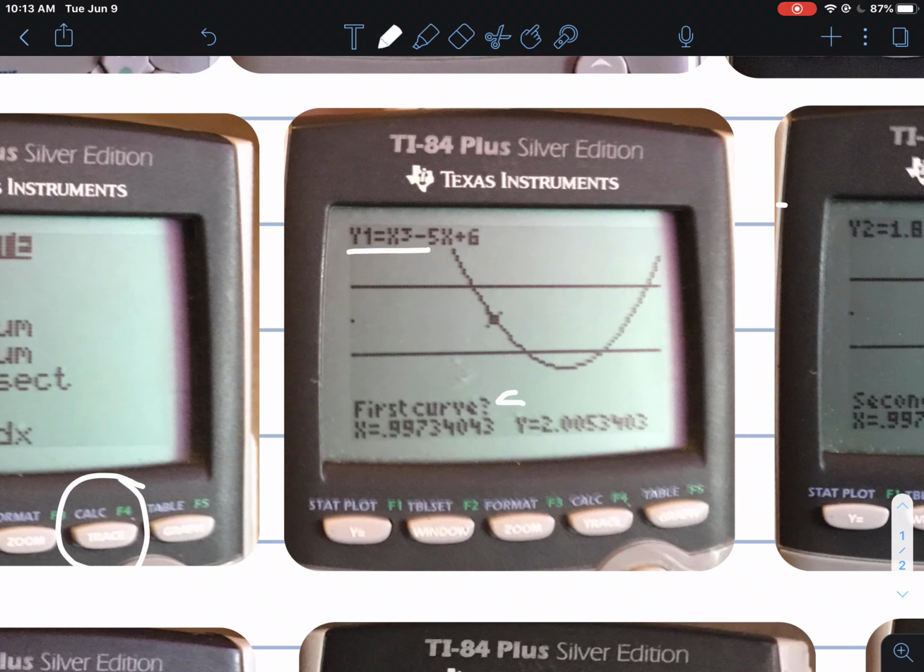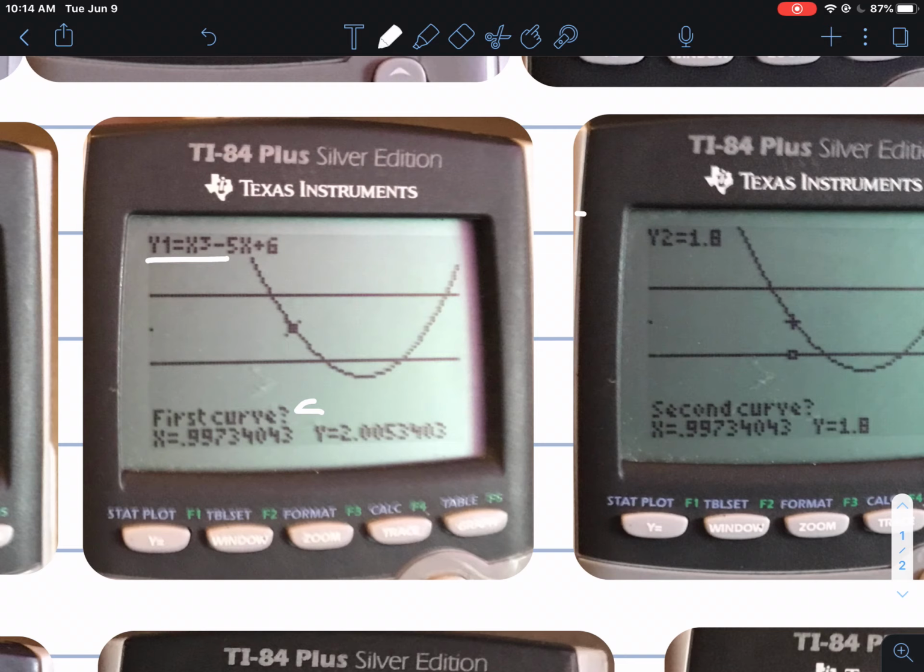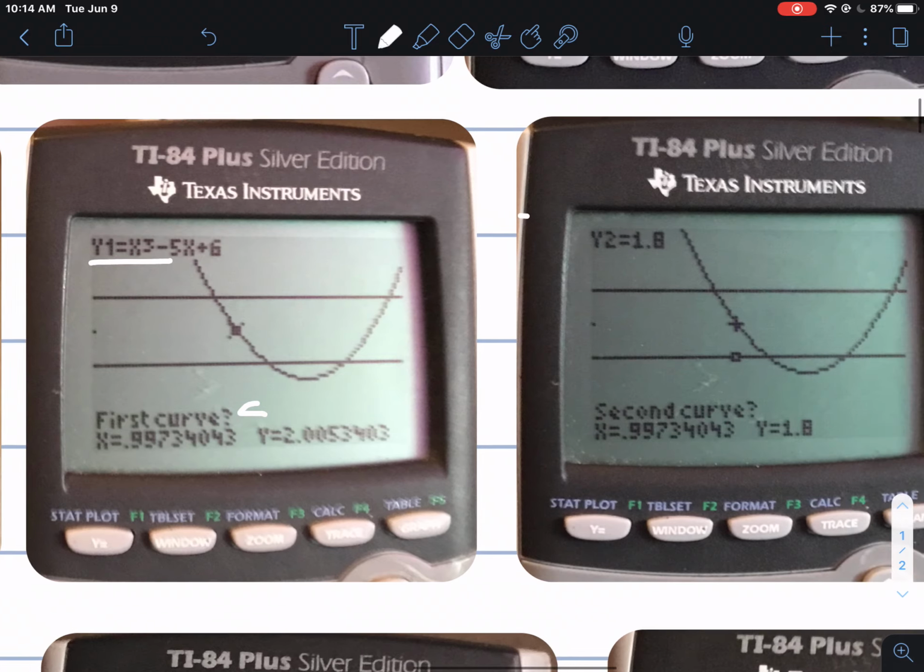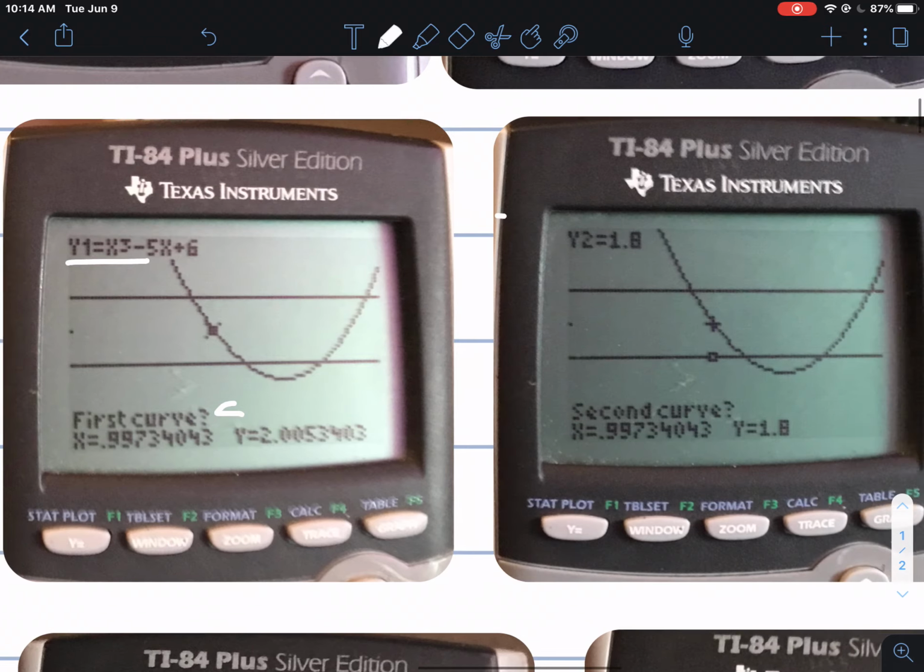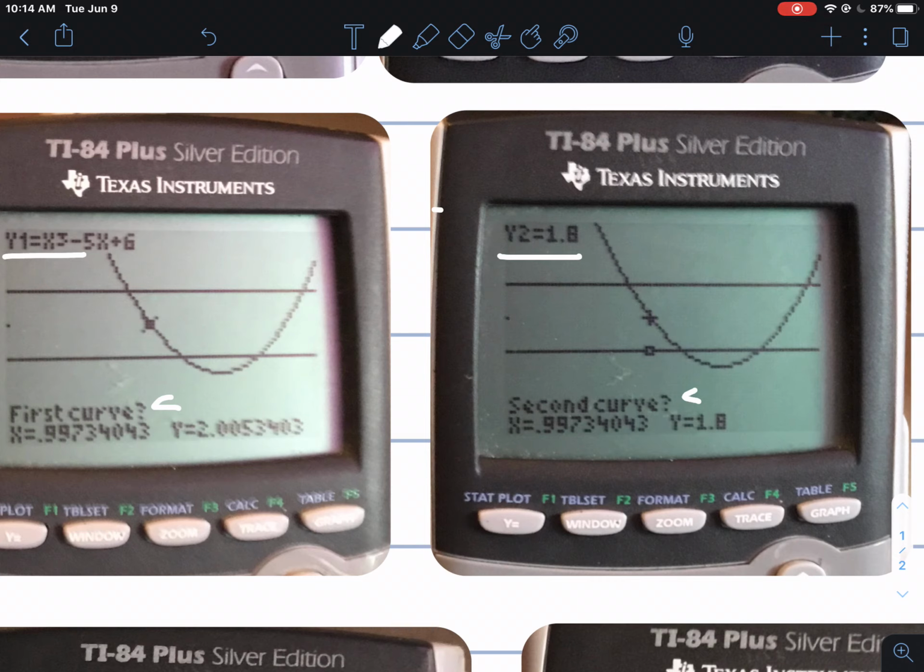Hit enter, because you're telling the calculator what you want to find the intersection of, right? Between what curves or what graphs. So it's always going to come up and say first curve, which is y1. Just hit enter. Now it says second curve, which by default will be y2. And if those are the two that you want to find the point of intersection between, then you're good to go.